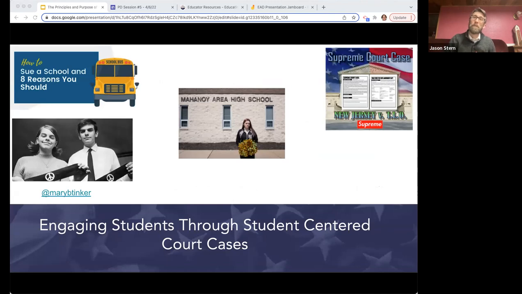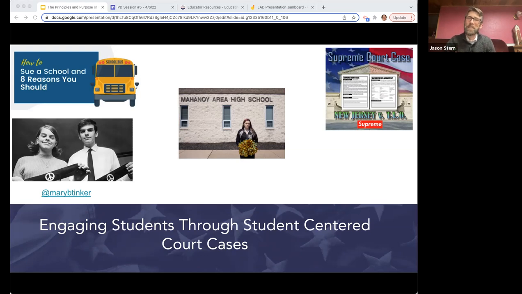Also, this is what brought me in: using student-centered court cases in order to engage students, like I said at the beginning. And I put the little graphic up there, sue a school and 8 reasons you should. Whenever you say to students, we're going to talk about suing the school, oh, that's a hook. That gets them. What? You can sue a school? And most of them say, oh, it's my dream. I always wanted to sue the school, for whatever injustice they endured in their school years.